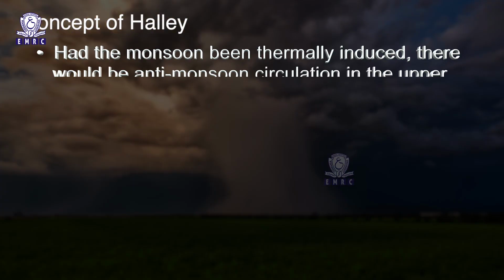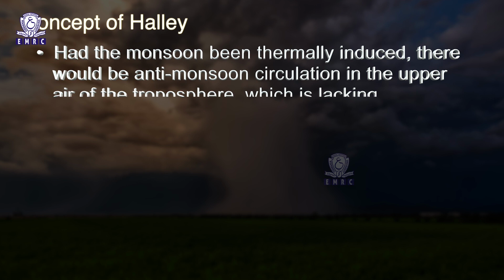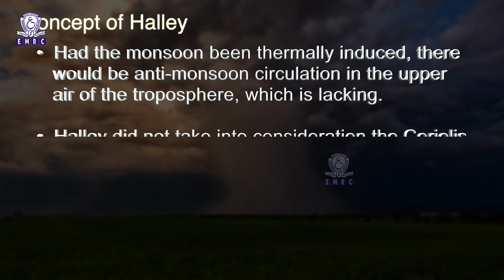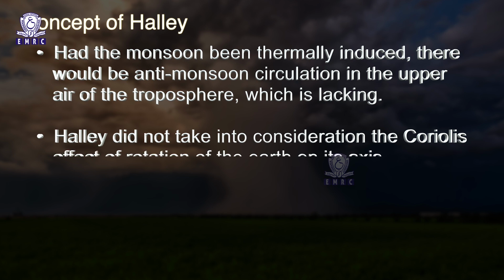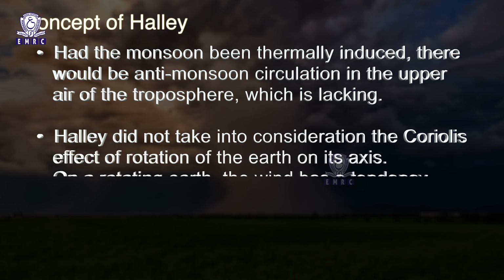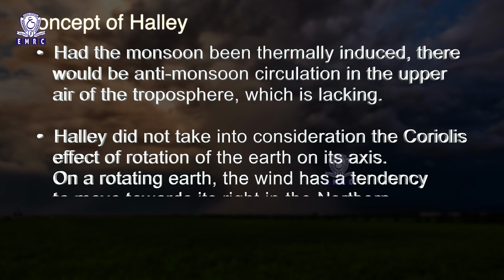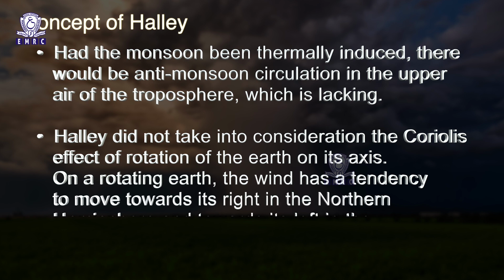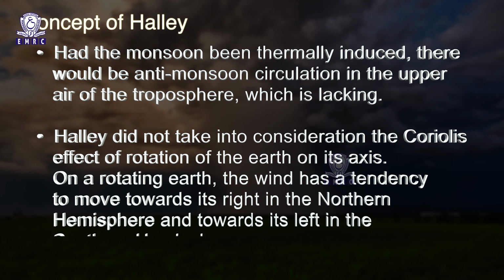Had the monsoon been thermally induced, there would have been anti-monsoon circulation in the upper air of the troposphere, which is lacking. Halley did not take into consideration the Coriolis effect of rotation of the earth on its axis. On a rotating earth, the wind has a tendency to move towards its right in the northern hemisphere and towards its left in the southern hemisphere. The role of the latent heat passing into the atmosphere through water vapor was also not considered by Halley. Water vapor also plays an important role in the origin and development of the monsoons.